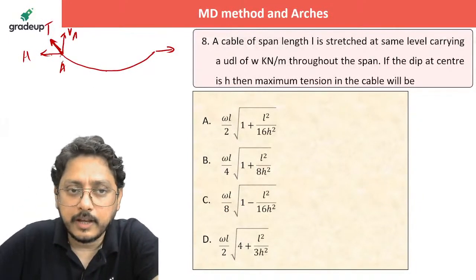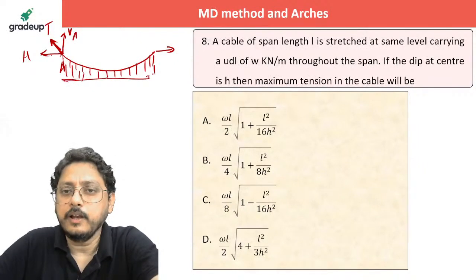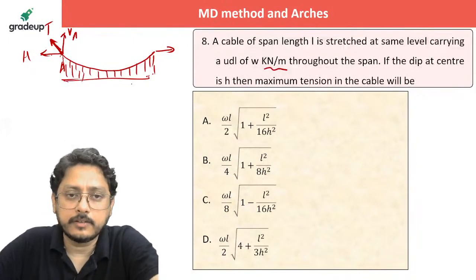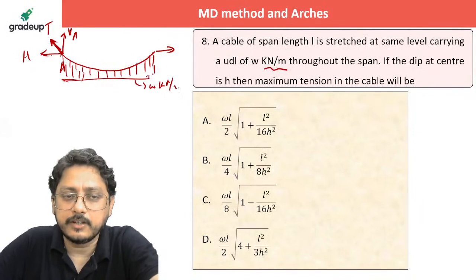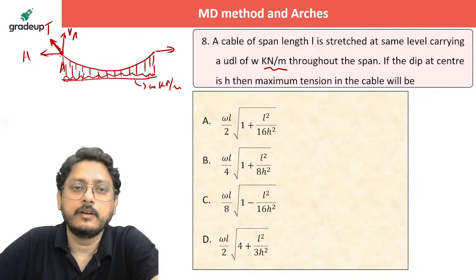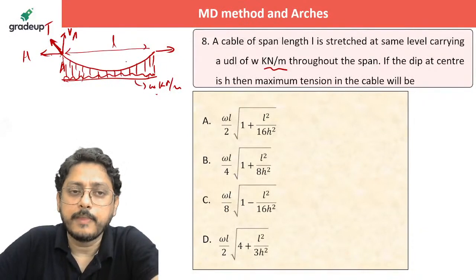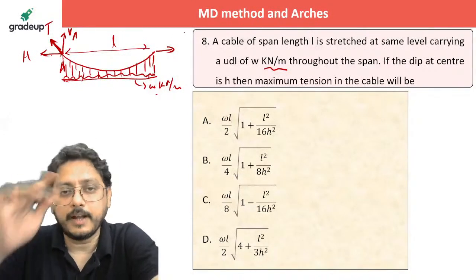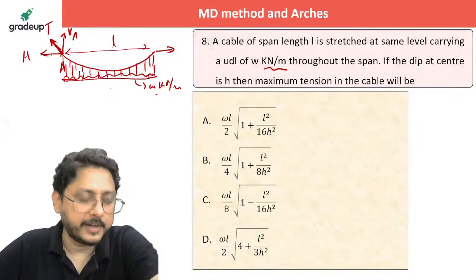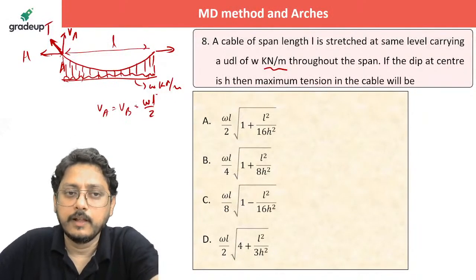V is very simple. If it is having a UDL, so what is the total load? Suppose W kilonewton per meter is the intensity. What will happen here? W into L is the total load, divided by 2 is the VA and VB. That is very simple. This is symmetrical, right? So VA equals VB equals WL by 2. That's all. Now VA, I got it.